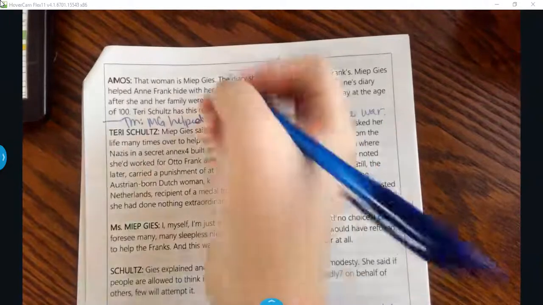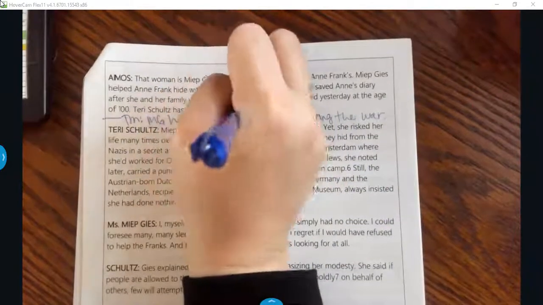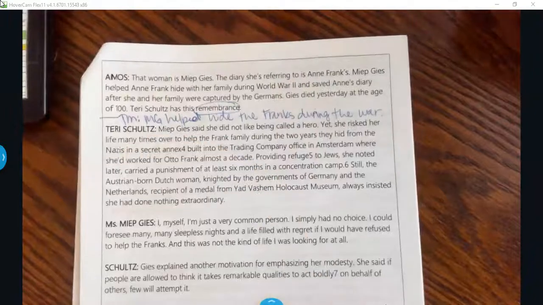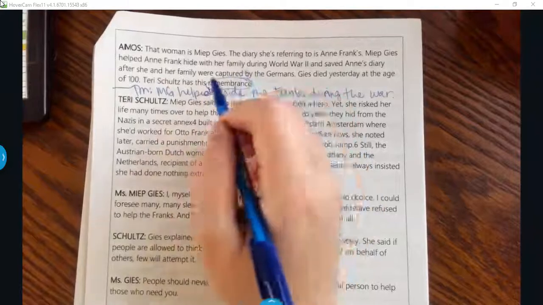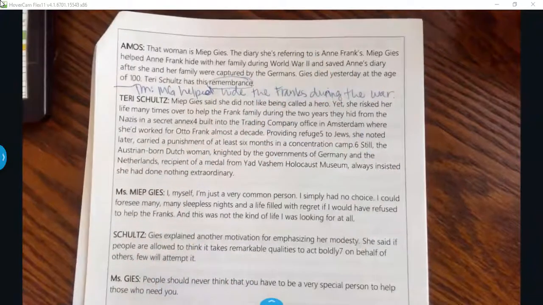Okay, let's keep going. And right here, I see remembrance. So what this tells me is that this interview that we're going to read about isn't necessarily happening at that moment, but Terry Schultz is telling a story of what he experienced during that time. Or she, I'm not actually sure.